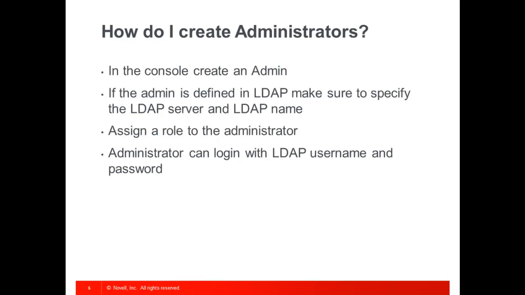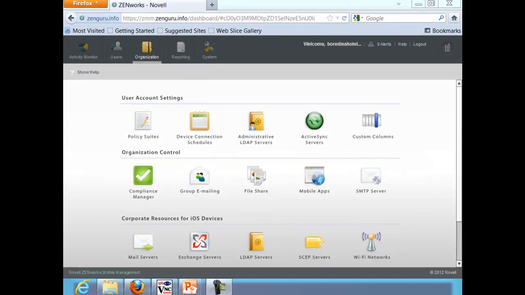Once you have your roles created, then you need to be able to create administrators. So in the console, create an admin. If the admin's defined in LDAP, make sure you specify the LDAP server. So you will have had to previously create an LDAP server, and then specify that user's LDAP name. Assign a role to the administrator, and then once the administrator logs in, they're going to get logged in and have those rights. So let's take a look at how you do that in the console.